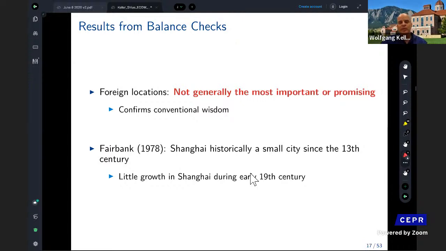There's not generally the most important or promising regions were picked. That can probably be stated most clearly in the case of Shanghai. Fairbank, in his handbook chapter in '78, said that Shanghai was historically a small city since the 13th century. There was little growth in Shanghai during the early 19th century. And yet, Shanghai arguably became the most important of these treaty ports over time.